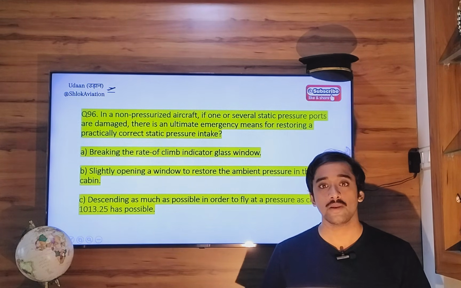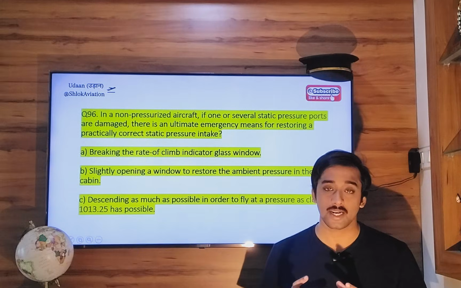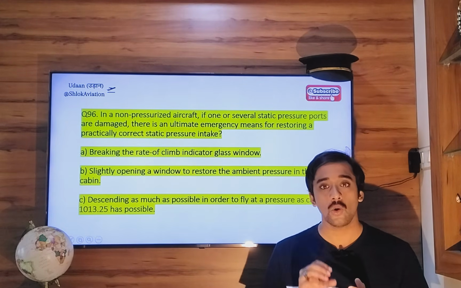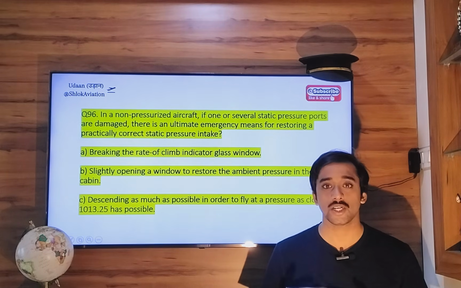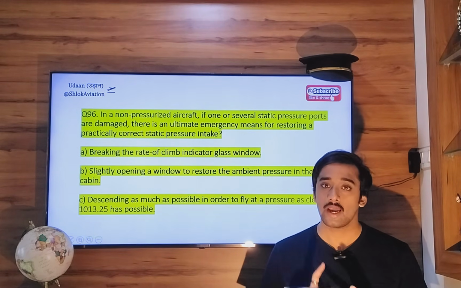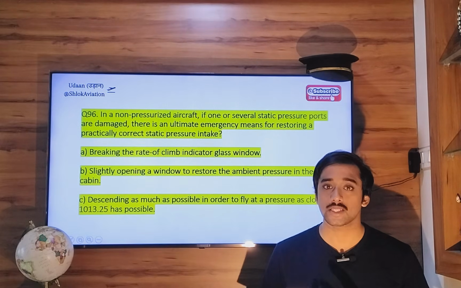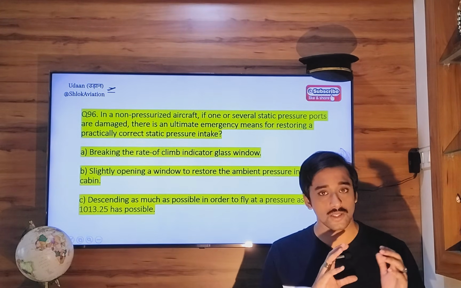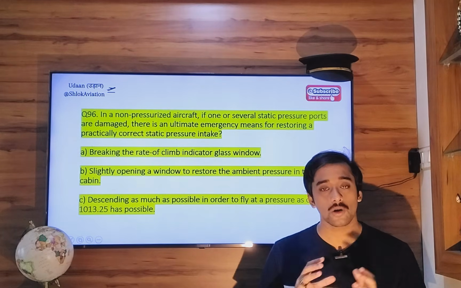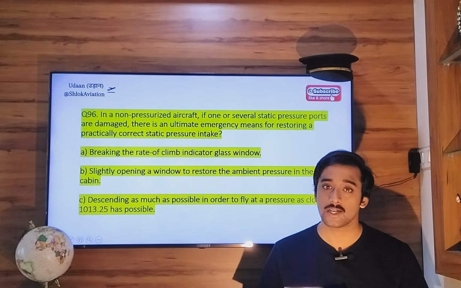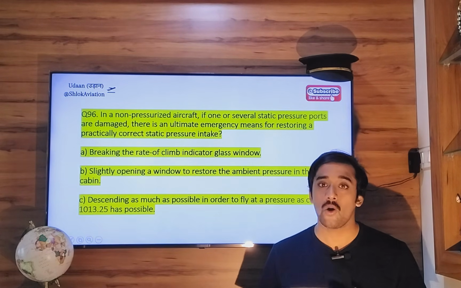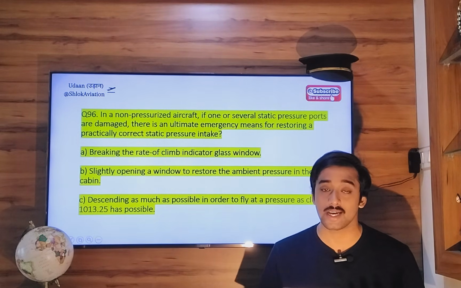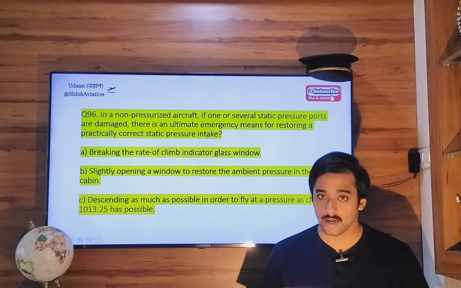So what will be the immediate consequence of a static port getting blocked? There will be no input of static pressure to the pressure instruments: ASI, VSI, and altimeter. All these three pressure instruments depend on static pressure. So if the static source gets blocked, there will be no inflow of static pressure into these instruments. They will get affected, and we need these instruments for conducting our flight, especially ASI and altimeter.